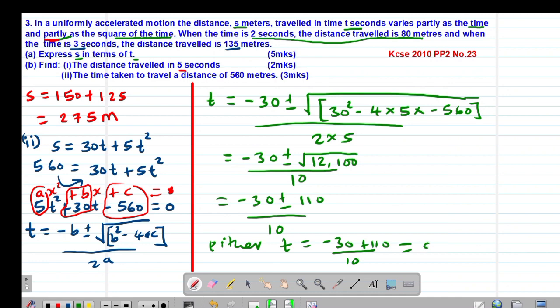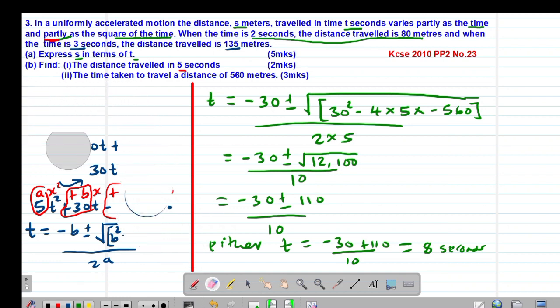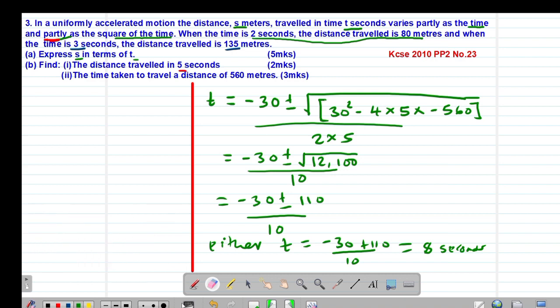So the first value of t is 8. But what was t representing? t is representing time in seconds. So this is 8 seconds. Or the other possible solution, the other value of t, will be given by negative 30. We pick this one being a negative. So remember, this should be plus or minus. It is plus or minus. So I'll pick the negative.